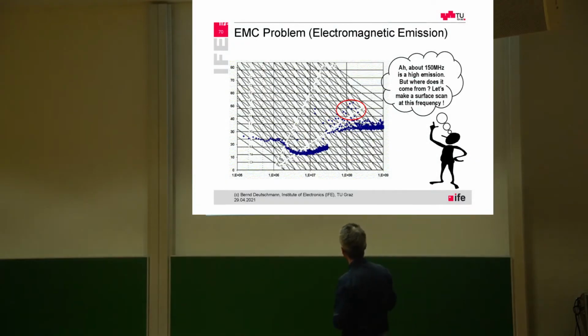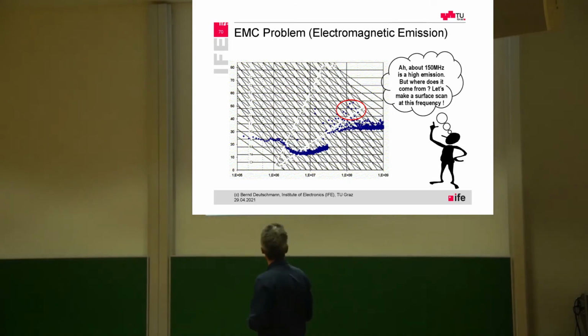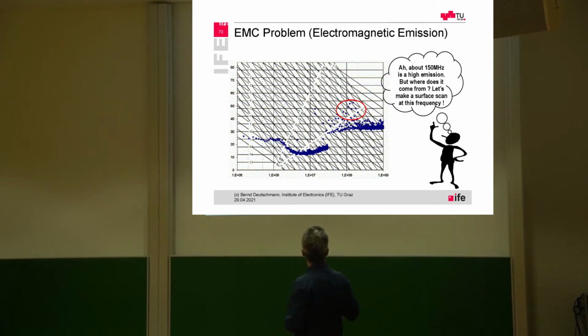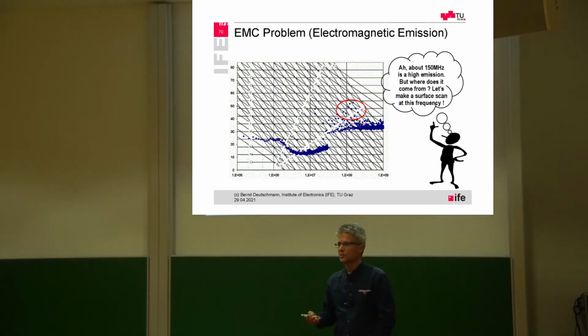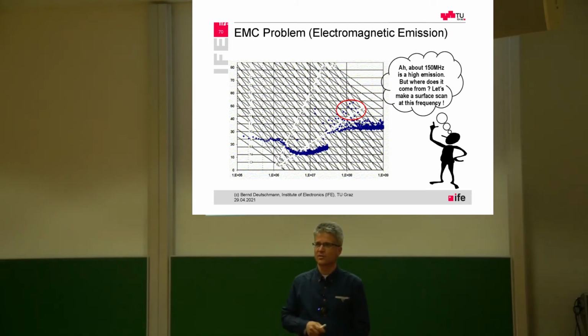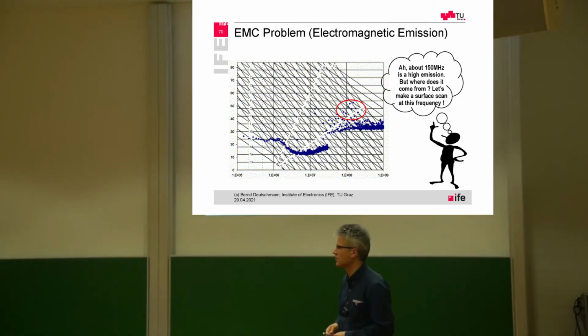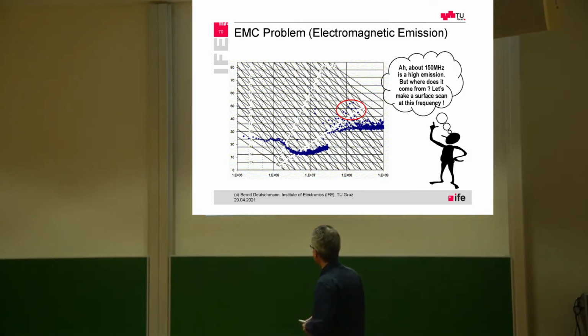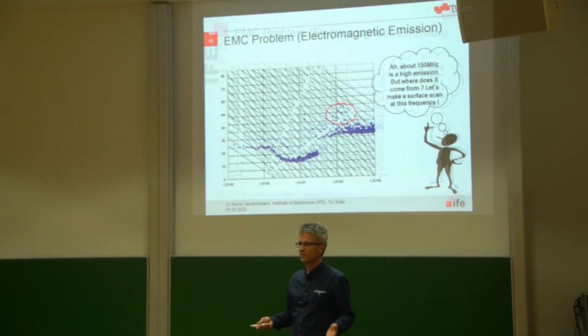And we could already see that around 150 megahertz, there is quite a lot of electromagnetic emission. So about 150 megahertz, we have high emission. And then the question was, where does this electromagnetic emission come from? For sure it was coming from the IC, but which part of the IC was responsible for this electromagnetic emission? So the logical next step that we did was making a surface scan.